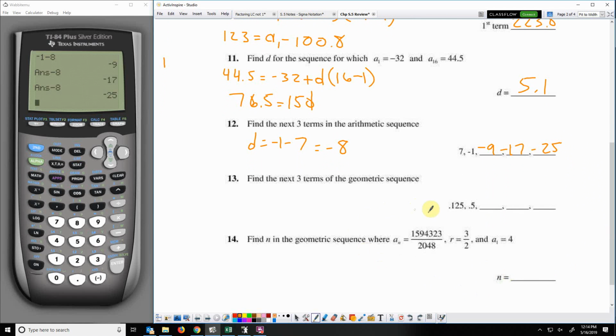Find the next 3 terms, and it is geometric. So R is 0.5 divided by 0.125. So R is 4. So 0.5 times 4 times 4 times 4. 2, 8, 32.